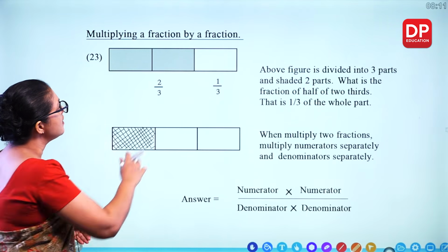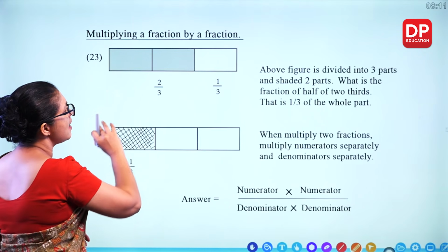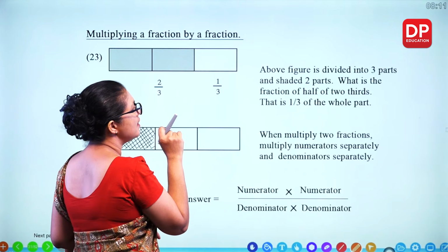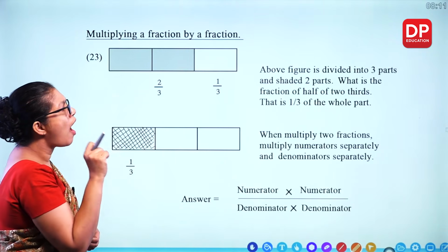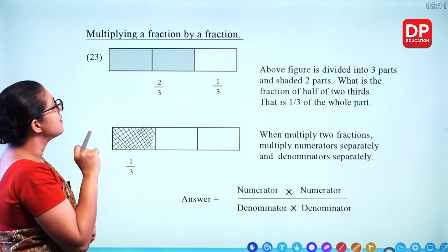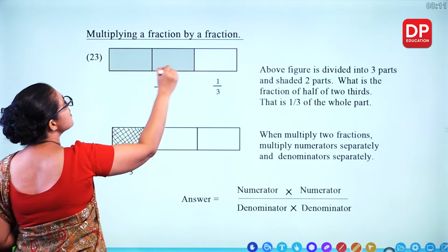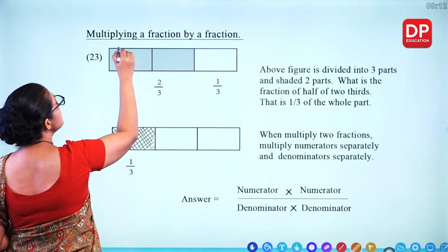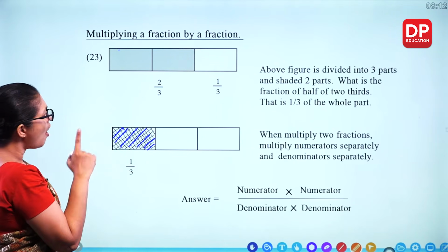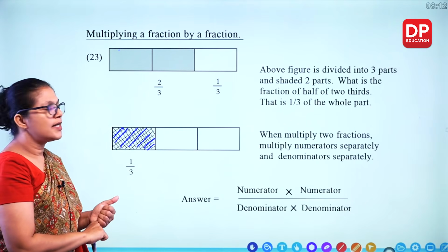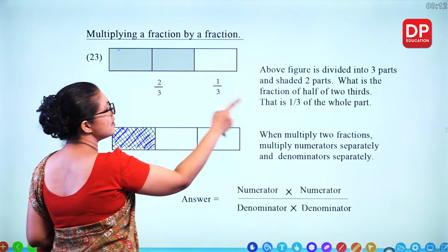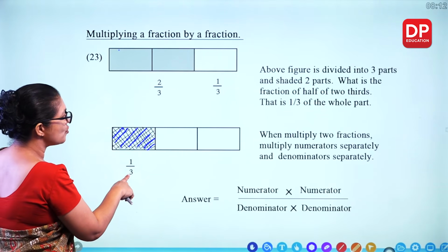So here in this figure, we can see out of 3 parts, 2 parts are shaded. What is the fraction of half of 2/3? So when you consider only 2/3, half of it is 1/3. We can see that. So how do you get that one? 2/3 into half is 1/3. So how do you do that?